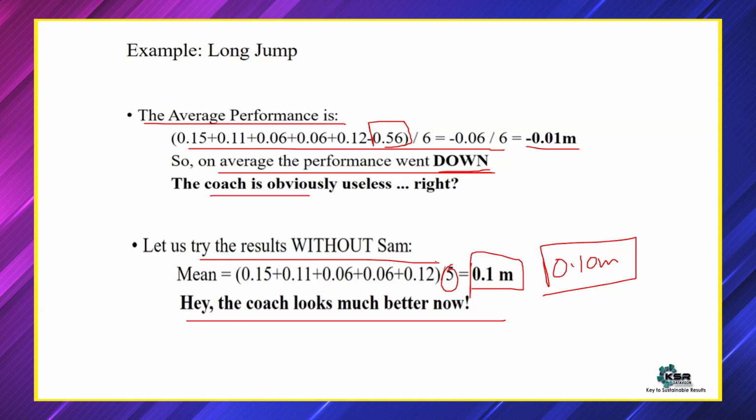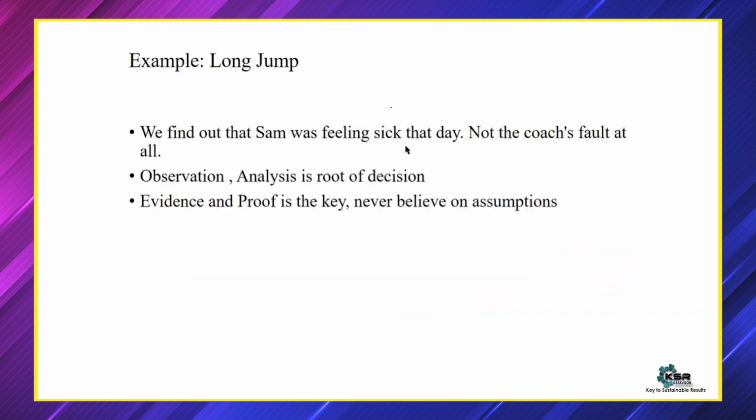You have to first make sure where the data is going wrong. We have understood that Sam's performance is going down. That is why it is hampering the overall performance of the coach. But if you remove Sam, the coach's performance is much, much better. Understanding the information, you can come to a conclusion at the end. We find out Sam was maybe not feeling good on that day. He was sick on that day. It is not the coach's fault at all.